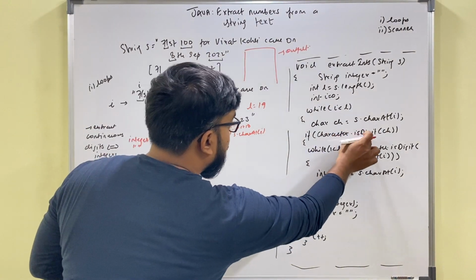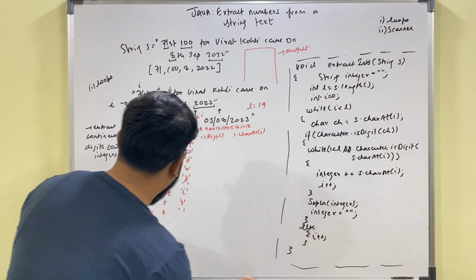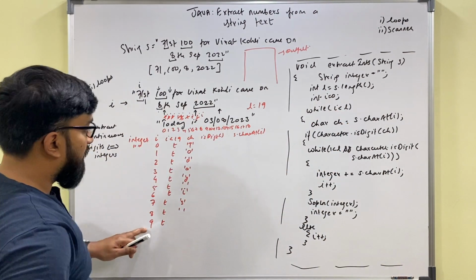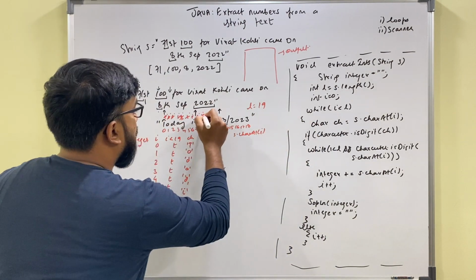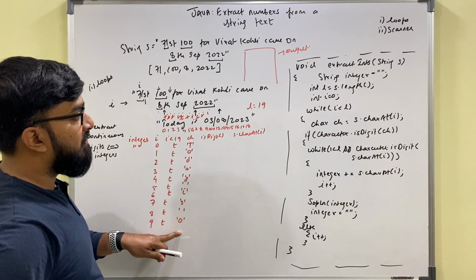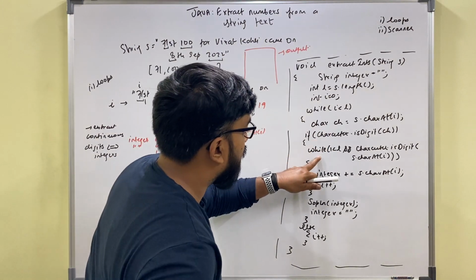Okay. Character isDigit is false. Space is not a digit. You move to the else part. I becomes 9. Go back to check for this condition. This is true. Okay. Now this is 19. Ch is now 0, which is a digit. Okay. This is true. So you come inside this.